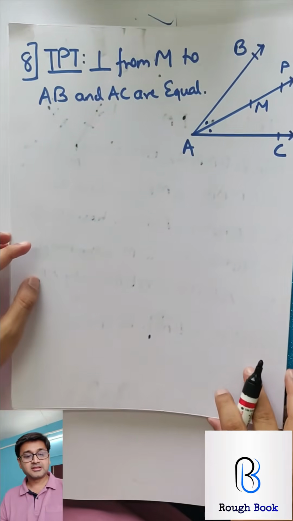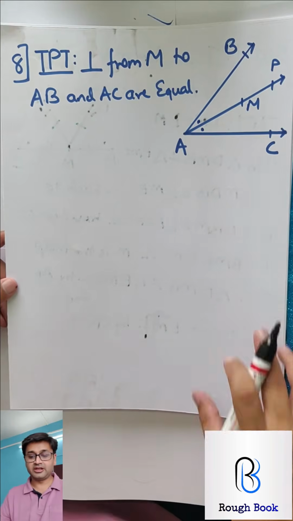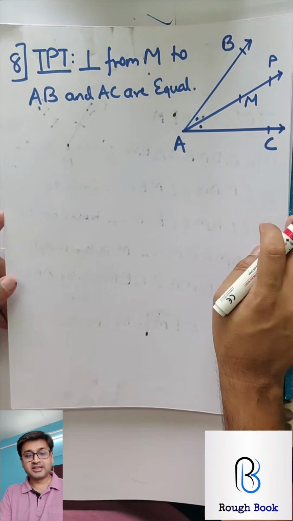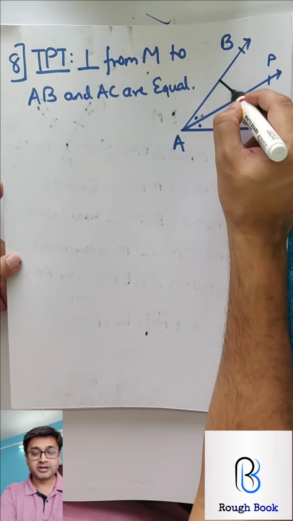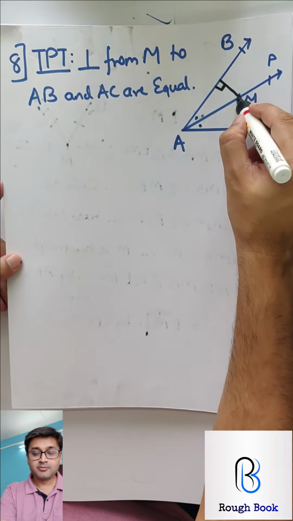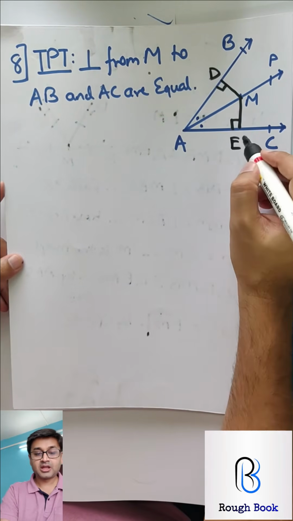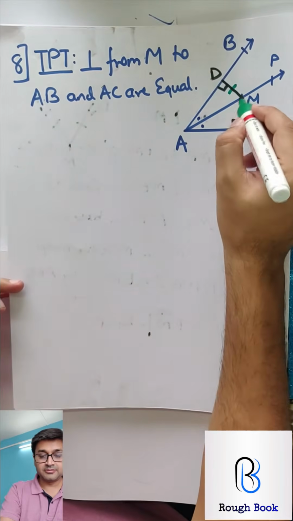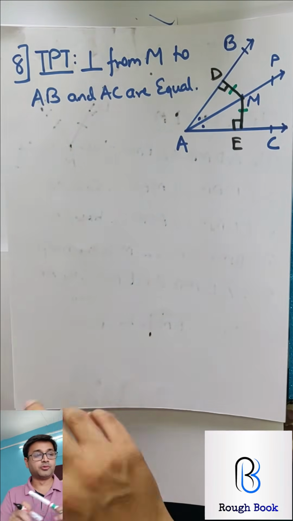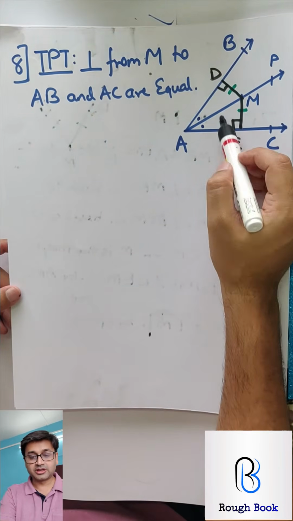So don't bother. Sum number 8, again a simple sum. Just read the question carefully and see what has to be done. They say perpendicular from M to AB and AC. So perpendicular from M to AB, perpendicular from M to AC, let's call them D and E, are equal. So these perpendiculars are equal, that means DM is equal to EM is what you got to prove. How will you prove these two equal now? Think.